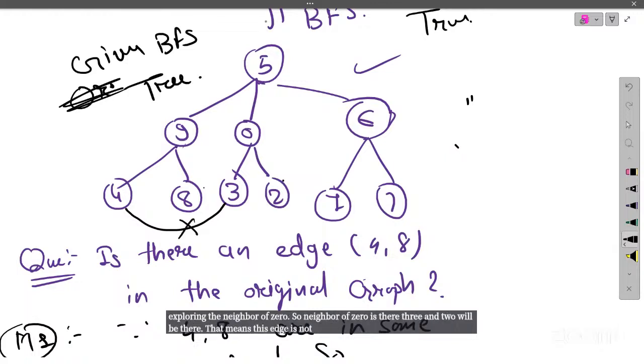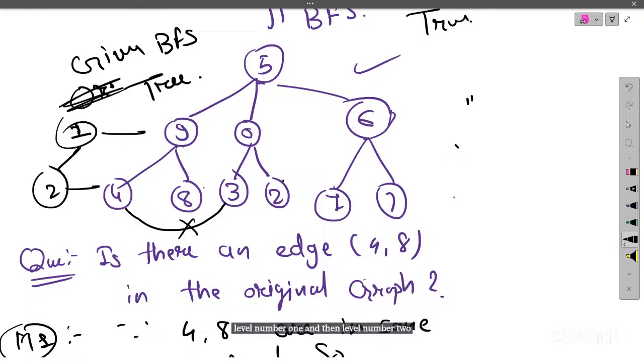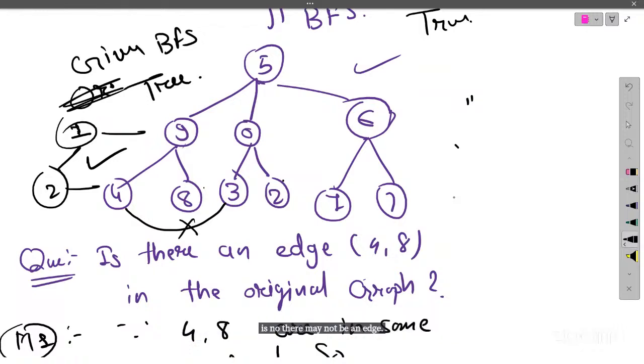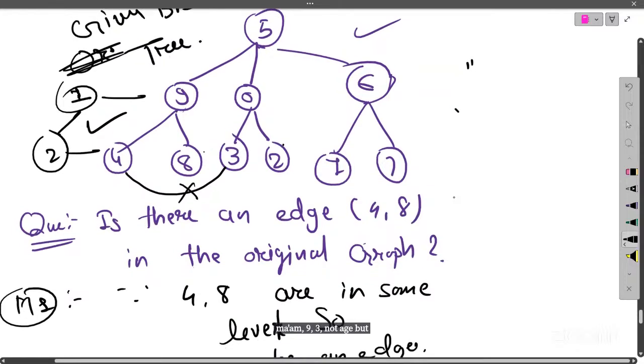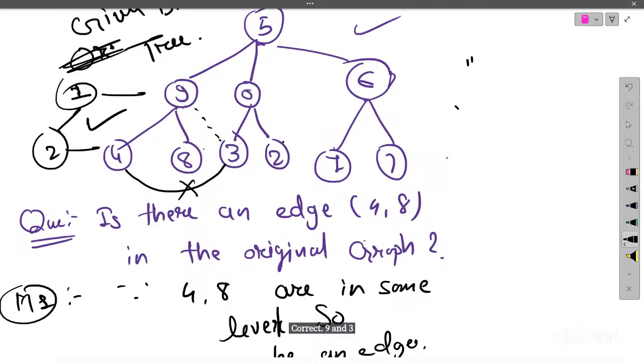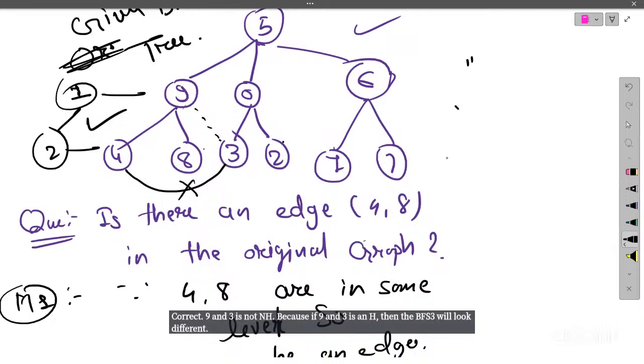That's why I'm saying that if the vertices are of the same level, there can be an edge. If the vertices are one level apart, that means if the vertex is at level number 1 and the other at level number 2, then in this case also there could be a possibility of an edge. But if the vertices are one level jumped, that means 0 to 2 or 1 to 3 or 2 to 4 type of thing, then there may not be an edge. Ma'am, 9, 3 is not an edge, but 9, 0 is an edge. Correct. 9 and 3 is not an edge, because if 9 and 3 is an edge, then the BFS tree will look different. That's why I'm saying. Okay, got it.